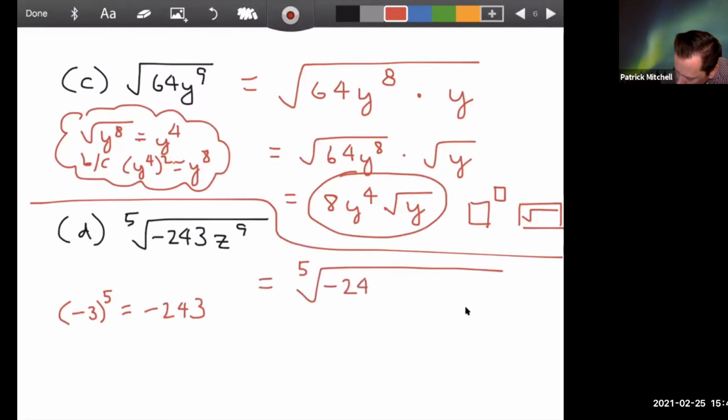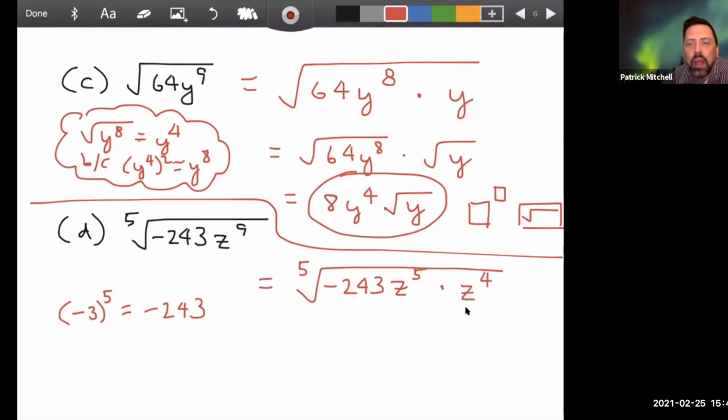Now, how do you suppose I'm going to break up that z to the 9th? Should I do the same thing I did when it was a square root and break it into z to the 8th times z? Well, no, I'm not going to do that because this is a 5th root, so that's different. The biggest perfect 5th power factor of z to the 9th is actually z to the 5th, which would make my leftover z to the 4th.